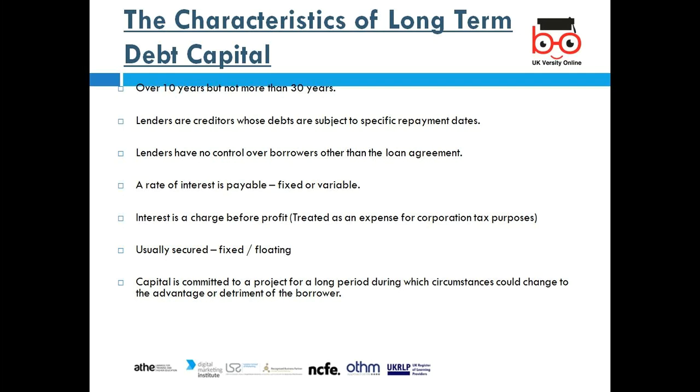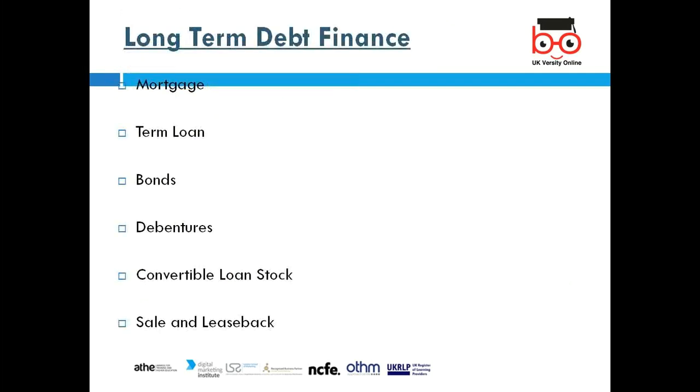So whenever you borrow money, you need to be very strong in terms of the tax laws. You need to look at the opportunity cost. You need to look at all other costs which will go through further. Usually secured, fixed and floating. The capital is committed to a project for a long period, during which circumstances could change. So we need to look at the advantages, determining our borrowing.